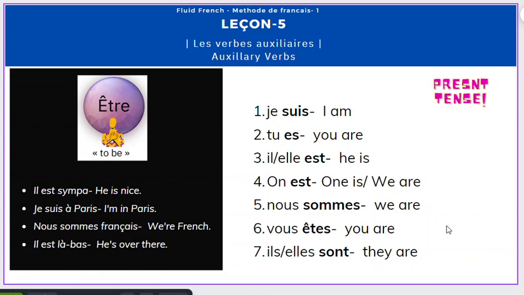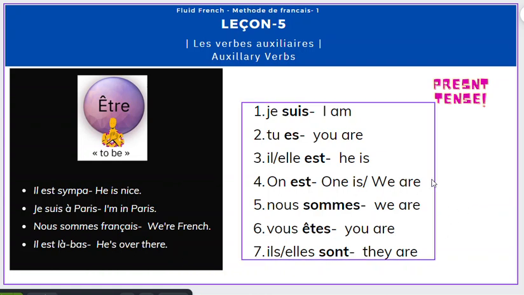But for now, we will just learn present tense conjugations. We are not learning all the conjugations right now. We are just learning present tense conjugation of the verb être and avoir. Okay, you have to learn it by heart. I mean, you have to memorize it, and with practice, it will start coming naturally to you.